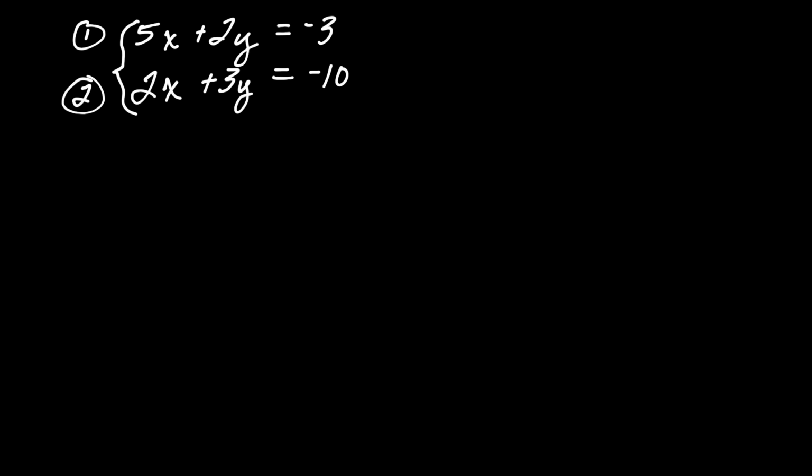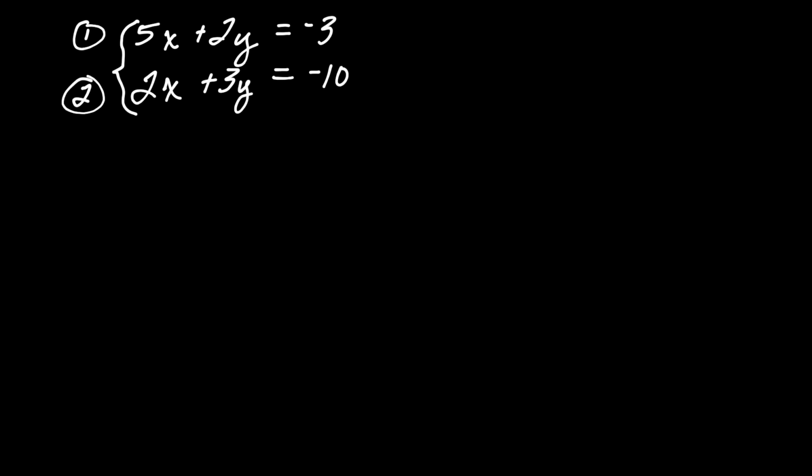All right, last example. Sometimes you will need to eliminate a variable, but you have to multiply both equations by something. So notice I can't multiply the 2x by something to turn it into a 5. And I can't multiply the 2y by something to turn it into a 3. So I have to multiply both of these equations by something to get equivalent equations that I can eliminate.